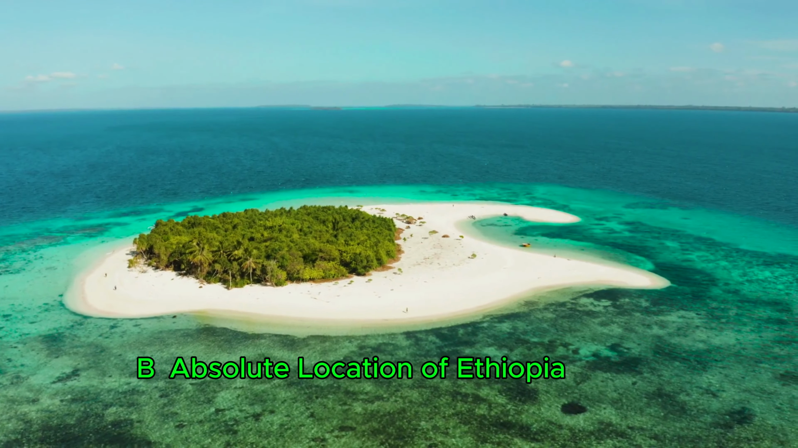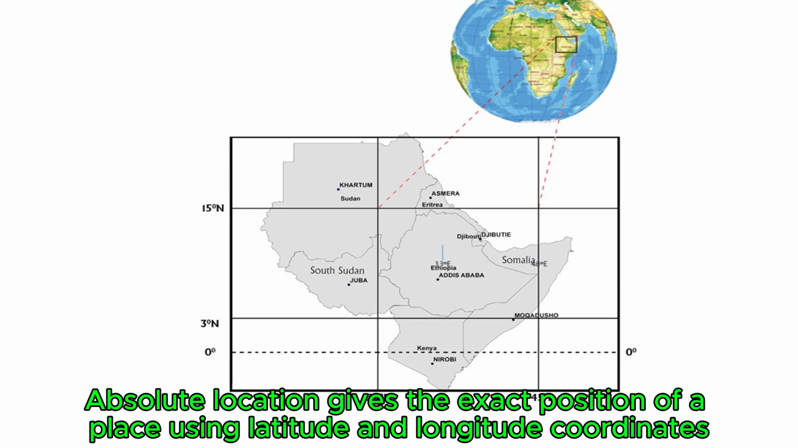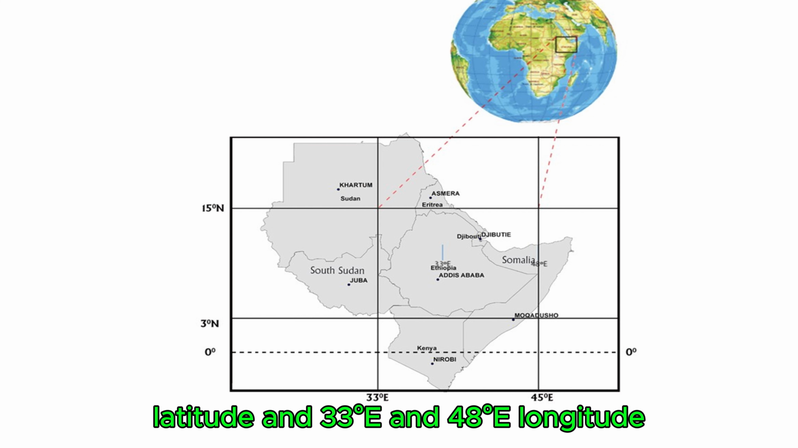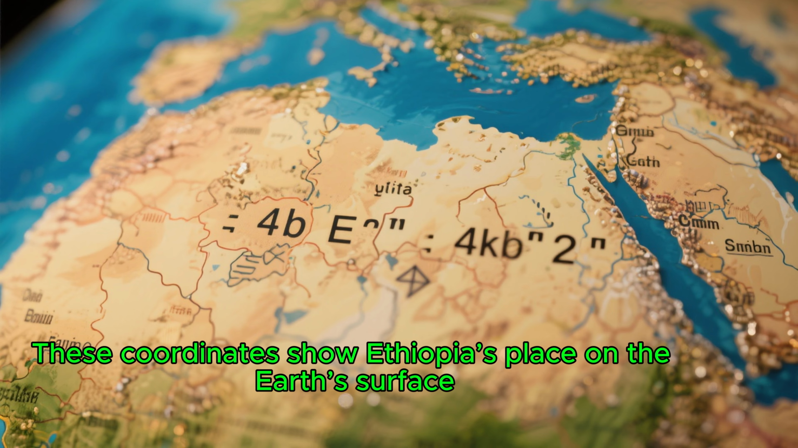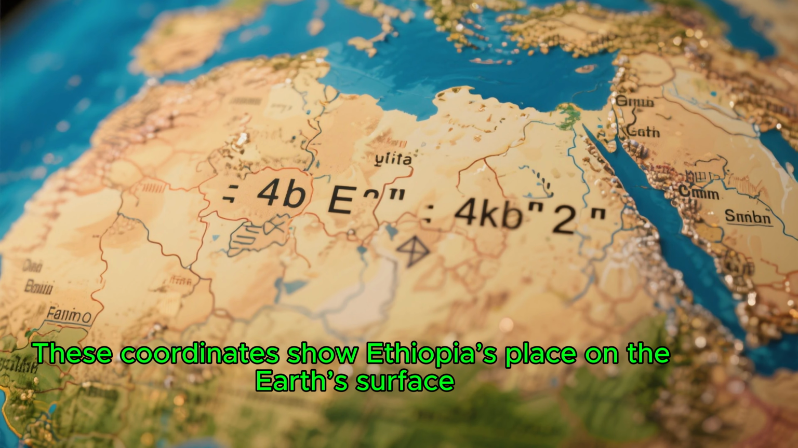B. Absolute location of Ethiopia. Absolute location gives the exact position of a place using latitude and longitude coordinates. Ethiopia lies between 3°N and 15°N latitude and 33°E and 48°E longitude. These coordinates show Ethiopia's place on the Earth's surface.